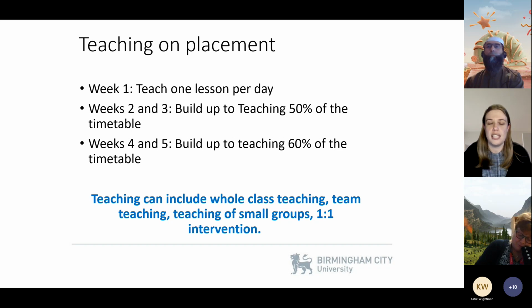We've said to associate teachers, it's worked out on percentages rather than a number of lessons, because each school has different timetables, lengths of lessons will be different. So it's looking at percentages that work within your timetable. It can be whole class teaching, team teaching, small groups, as much whole class as possible, but it can also include some of that smaller group work as well.